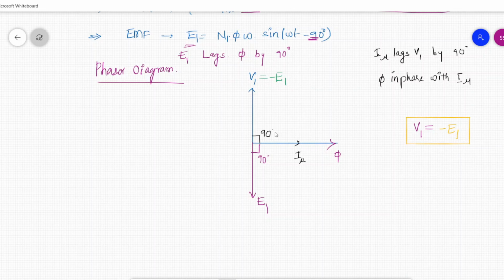Okay, so this is the vector diagram of a transformer. So V1 equal to minus E1 is according to Lenz's law, right? So this is about the vector diagram or phasor diagram. This can also be said as the vector diagram. We can go deeper into this vector diagram in further classes. Okay, now let us see the next concept, that is the ideal transformer.